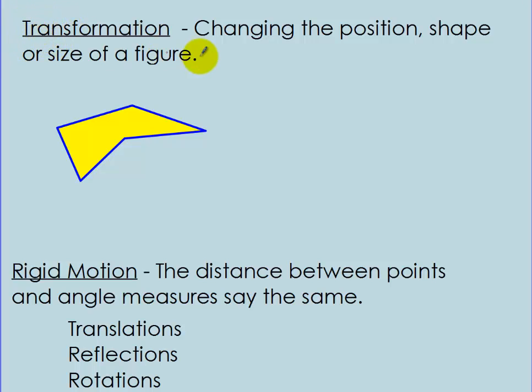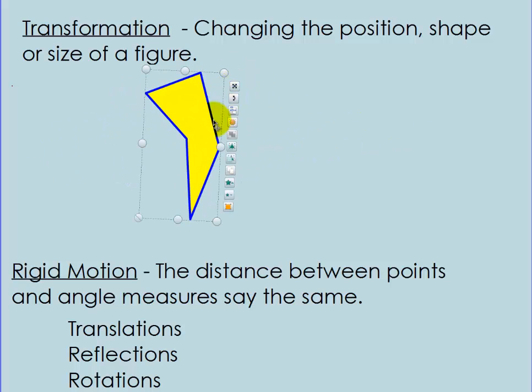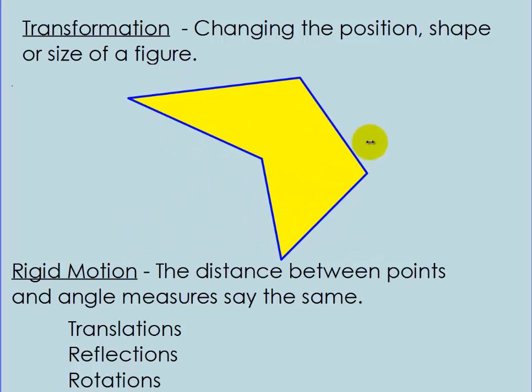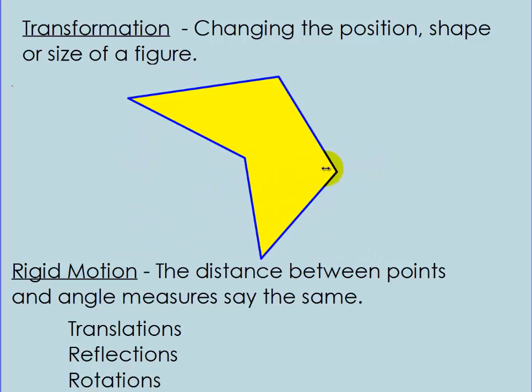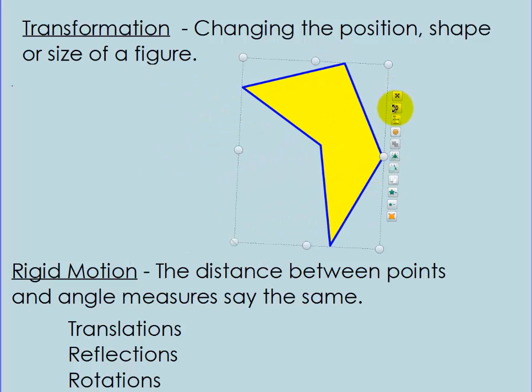What's a transformation? A transformation is when you change the position, shape, or size of a figure. So it can be like I move it around, it can be like I rotate it, it can be like I scale it up and down, or squeeze it, stretch it, whatever. These are just changing the position, the size, or shape of a figure.